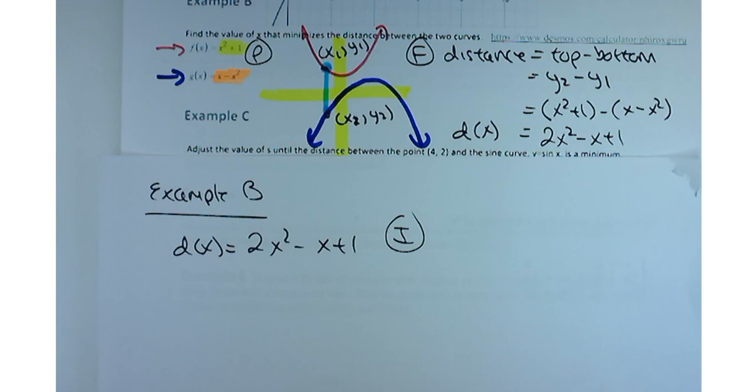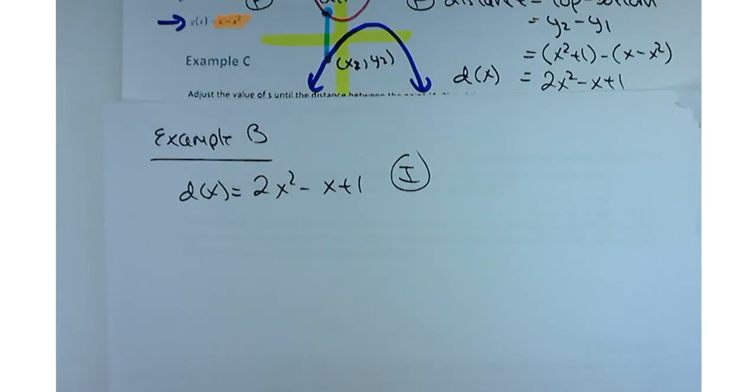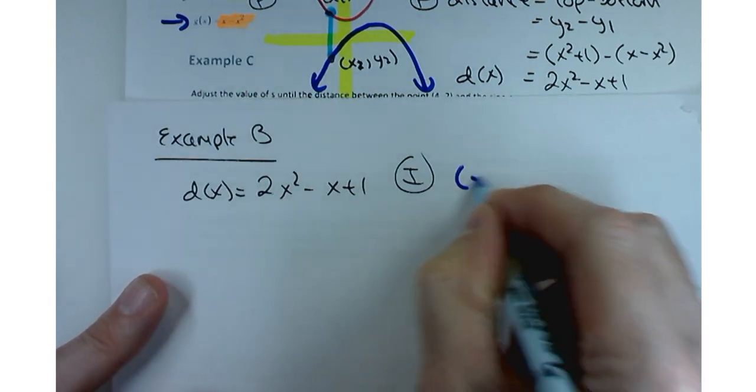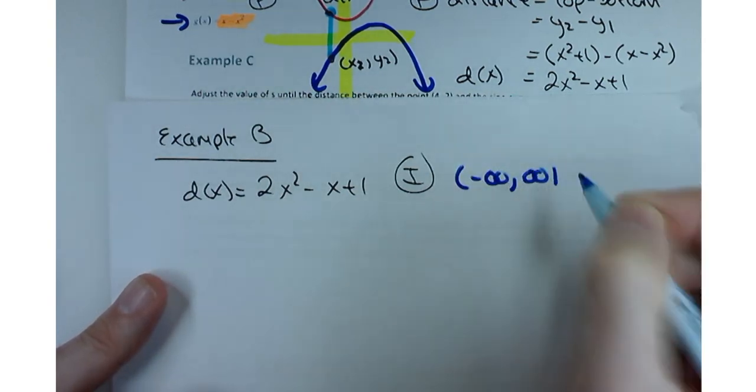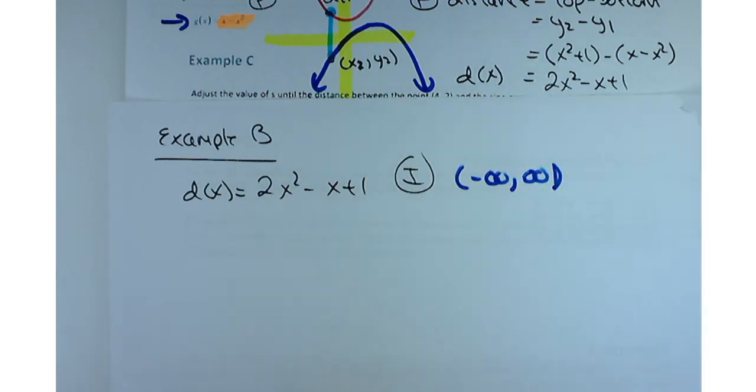Nothing like the last one, where we got a place where the volume was 0 at x equals 0 or x equals 7. So, okay. Our interval is just going to be negative infinity to infinity. There's no restriction on x. And that's going to happen from time to time.